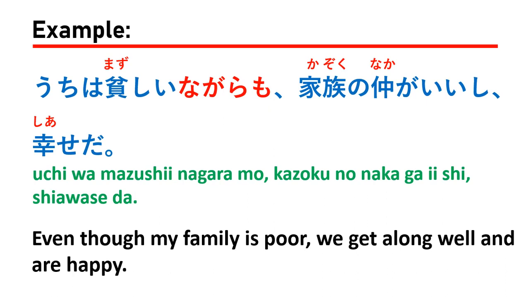In this sentence, they also use ながらも with the い-adjective. The い-adjective here is 貧しい. 貧しい means poor, and the い here is い, because it ends with い. So when you use the い-adjective, nothing changes. 貧しいながらも means even though my family is poor, something like this. But we get along well and are happy.